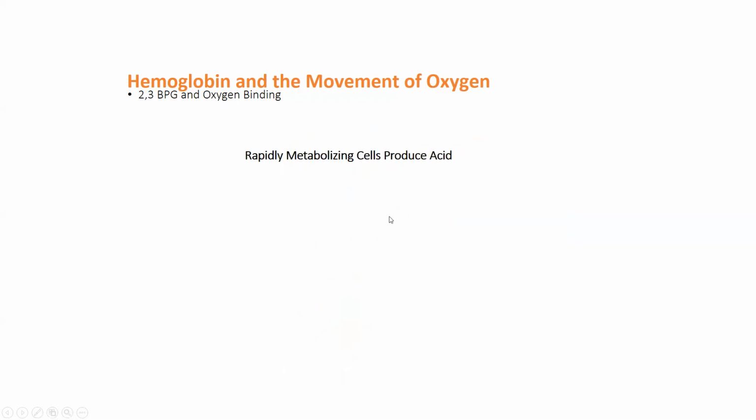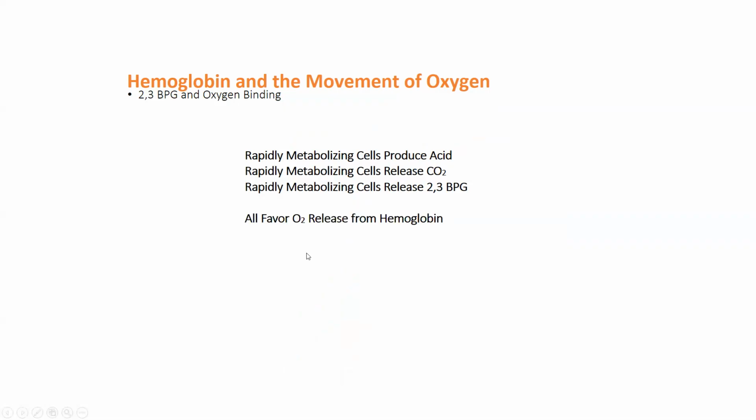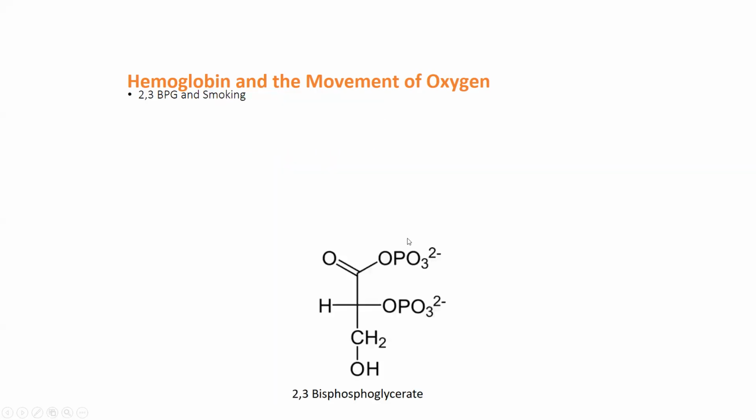So rapidly metabolizing cells produce acid, and the rapidly metabolizing cells release carbon dioxide, and the rapidly metabolizing cells also release 2,3-BPG, and that's an example of a situation that favors the release of oxygen from hemoglobin. So the rapidly metabolizing cells get more oxygen because they have these 3 things that favor hemoglobin letting go of its oxygen and going from an R state full of oxygen into a T state that has no oxygen.